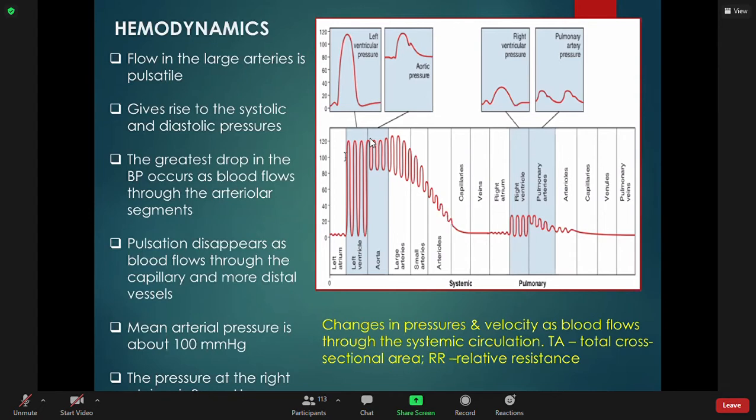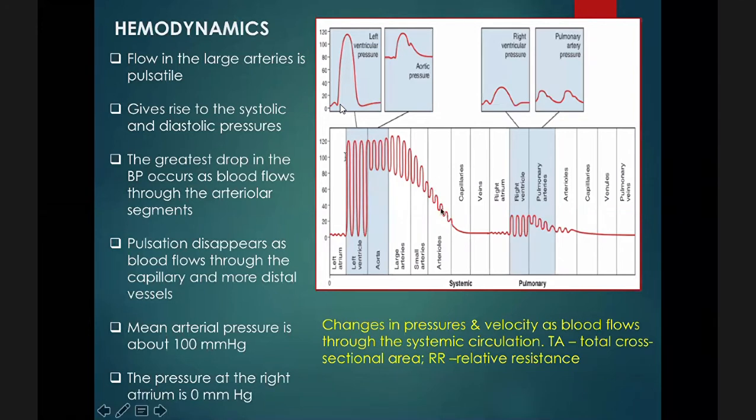So, pulsation disappears as blood flows through the capillary and more distal vessels because of the drop in pressure in the arterioles. Pagdating sa capillaries, halos wala na siyang pulsation. Kaya, ang hirap-hirap naman no, kung hawakan mo yung nails mo tapos nagpo-pulsate siya. Nakakaloka yun. Wala nang pulsation sa capillaries. It's on the arterioles. Okay?